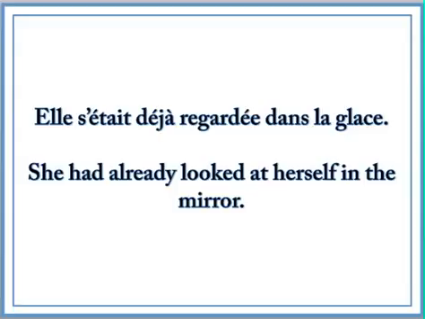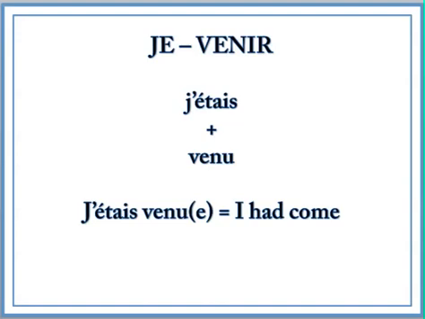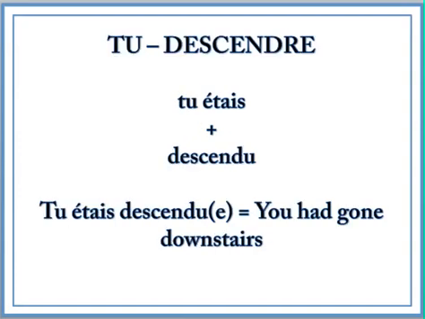All right, so now I'm just going to show you again the actual formation of the plus-que-parfait when être is your helping verb. So what you do is you start with your subject, je in this case, and then you have a verb like venir, right? That means to come. J'étais, that's the helping verb être in the imperfect. J'étais plus the past participle venu. J'étais venu, I had come.